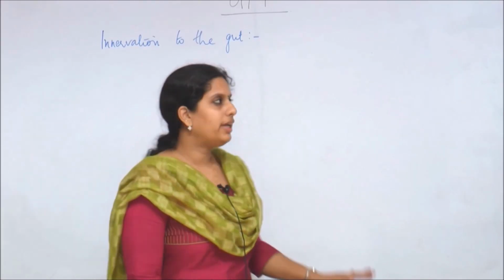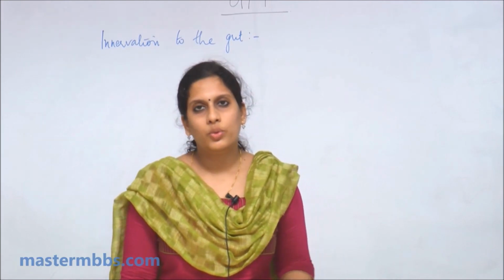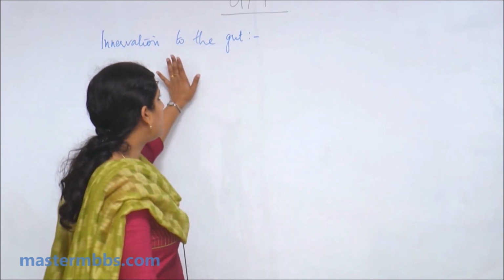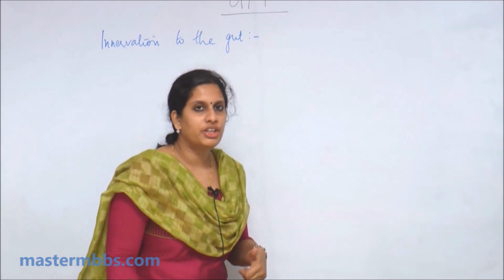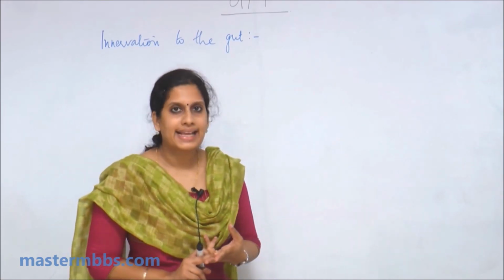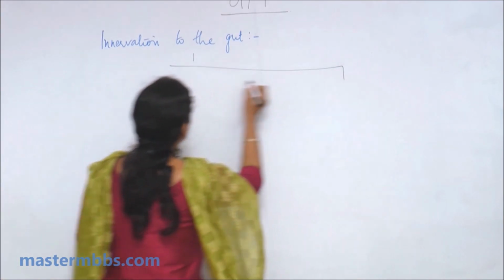Next topic is about the innervation of the gut. This is an important question. Write about the innervation, or describe the innervation, of the gut. So here mainly you have to write about the two types of innervation: one is intrinsic innervation and the second is extrinsic innervation. So you can classify this into two.